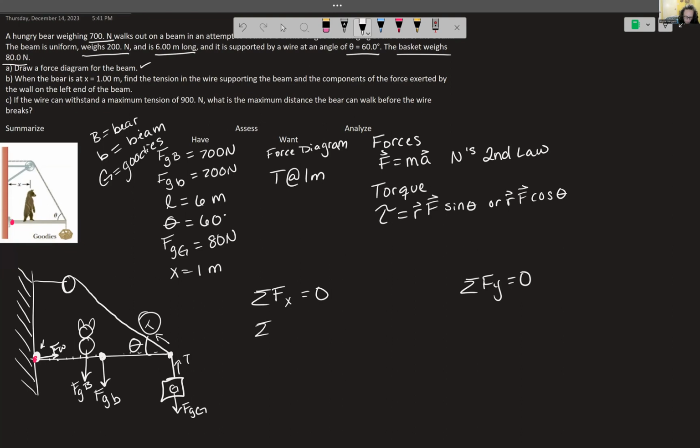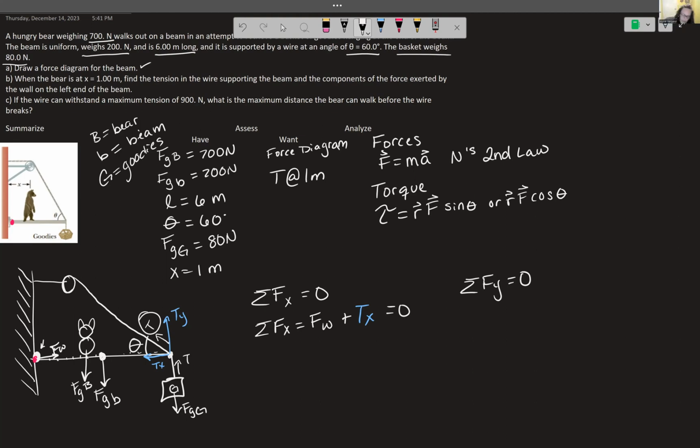So my summation of forces in the x direction, I'm going to have some sort of force exerted by the wall. The force of my bear is in the y direction, the force of the beam is in the y direction, my basket is only in the y direction. The only other thing that I have is going to be a y component of my tension here, and then I'm also going to have an x component of my tension here. So this would be plus my tension in the x direction, and this is going to be equal to 0.